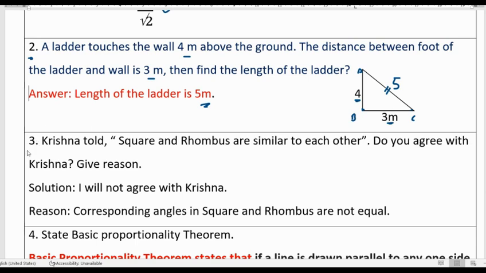Third question. Krishna told square and rhombus are similar to each other. Do you agree with Krishna? Give reason. I will not agree with Krishna because the square and rhombus are not similar to each other. The reason is corresponding angles in square and rhombus are not equal.